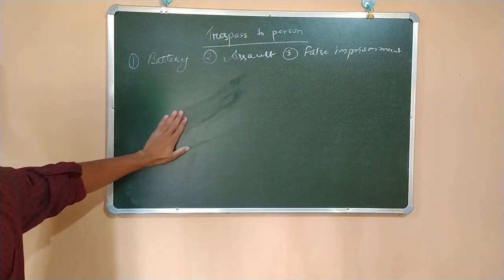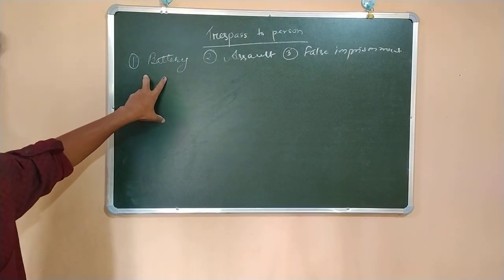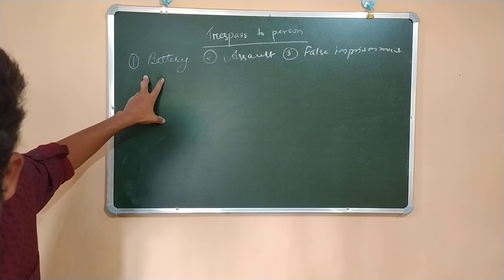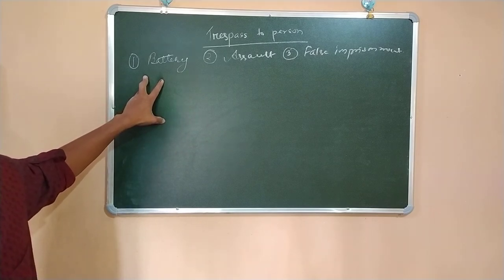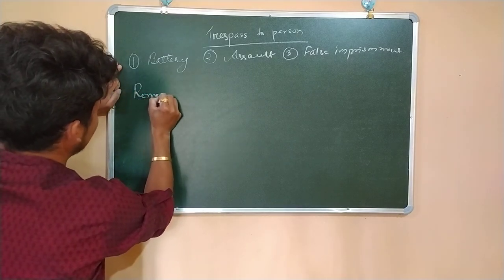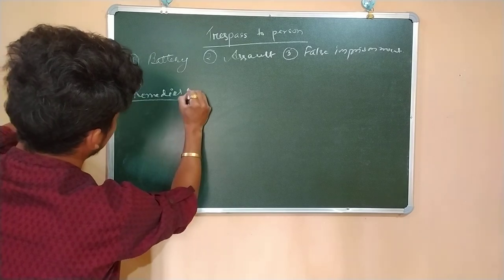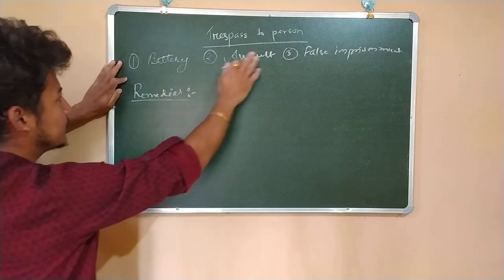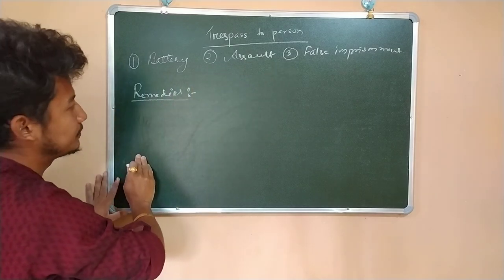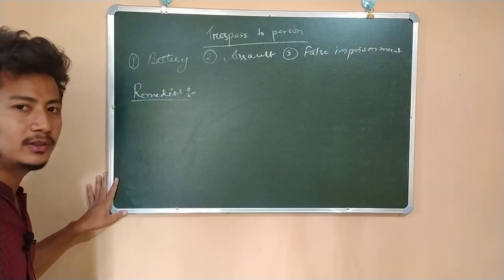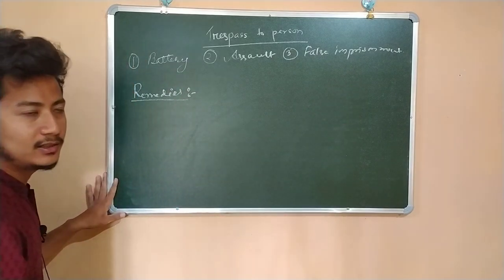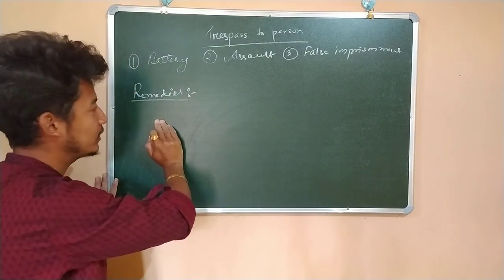So if someone commits battery, assault, or false imprisonment to you, what are the remedies you have under the law of tort? Now we will see the remedies. Remedies means solution. For trespass to person under the law of tort, there are remedies also, right? Ubi jus ibi remedium. I think you remember, where there is a right, there is a remedy. These are violations of legal rights, and so there is a remedy. So what are those remedies?